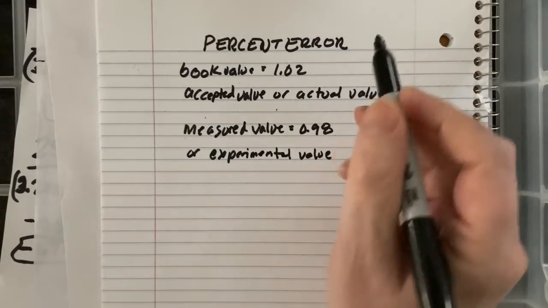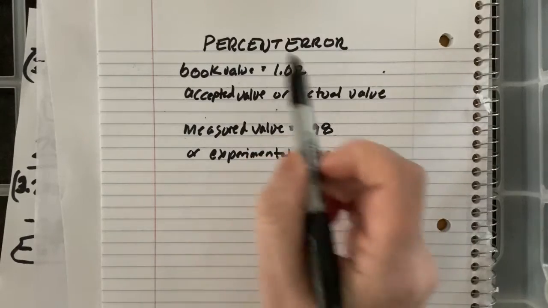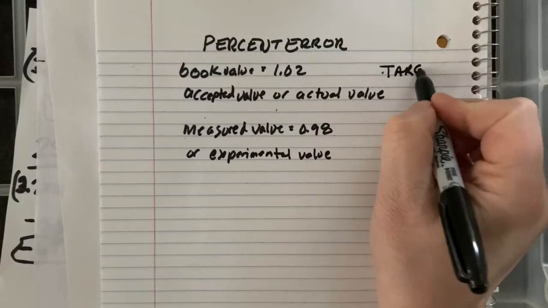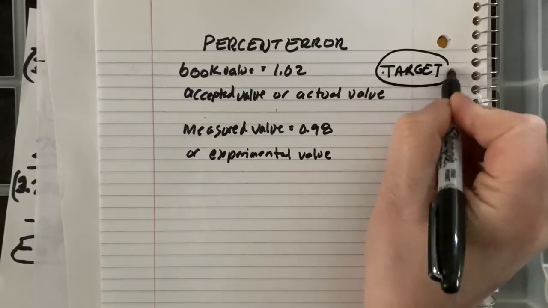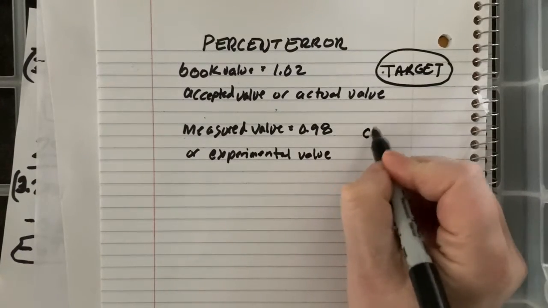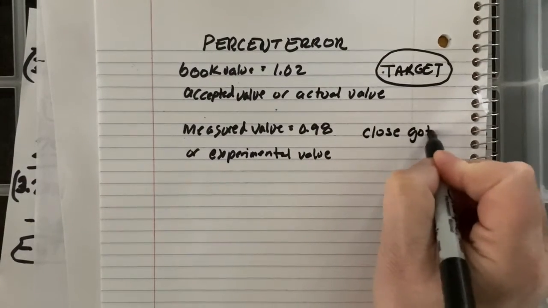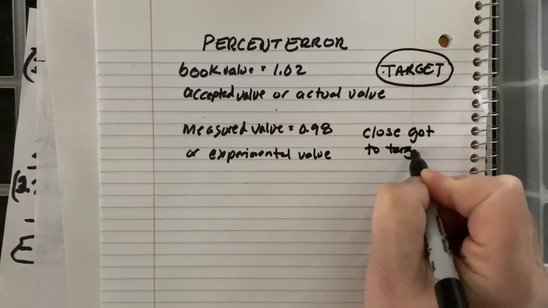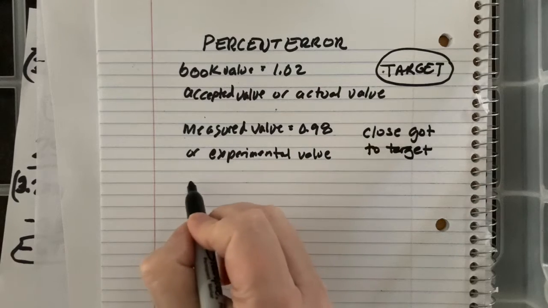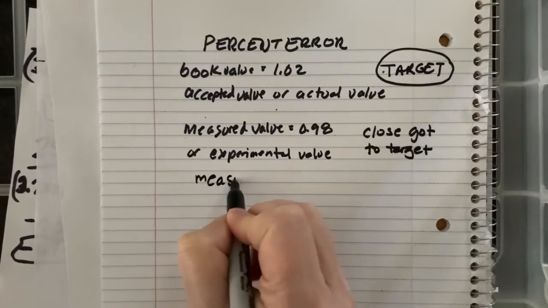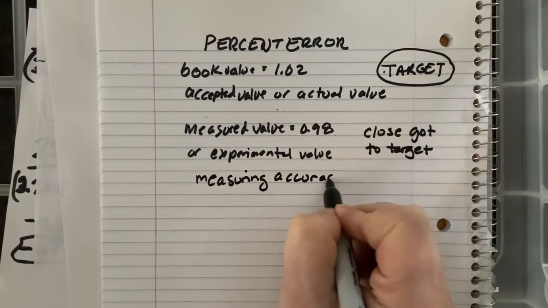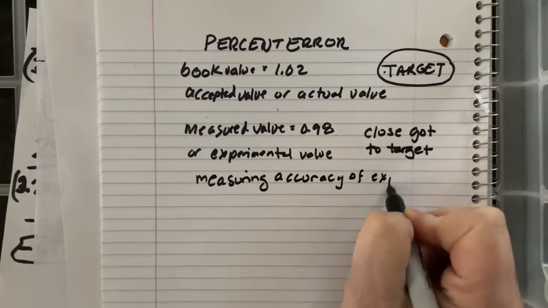And percent error, when we think about error, we're thinking about the book value. The book value is the guy that hit the target. Okay, that is what we're going for. That's the target. Where the measured value, we want to see how close it got to the target. And if you remember from your notes, how close it got to the target is we're measuring the accuracy of your experiment.